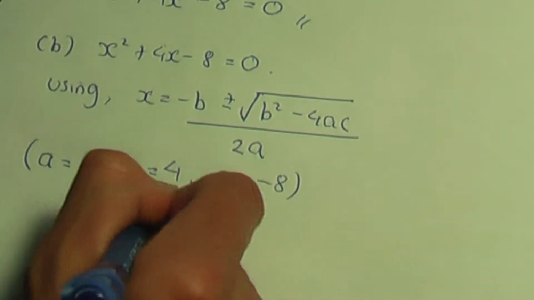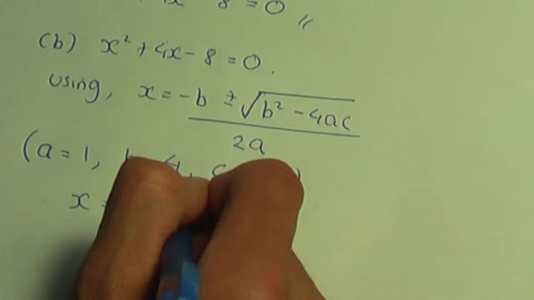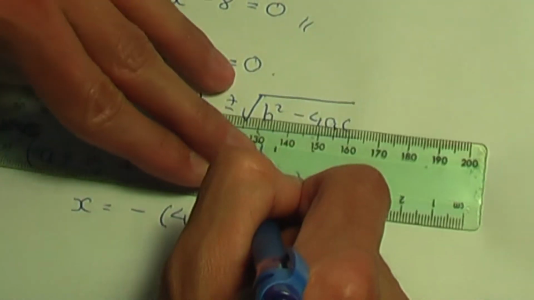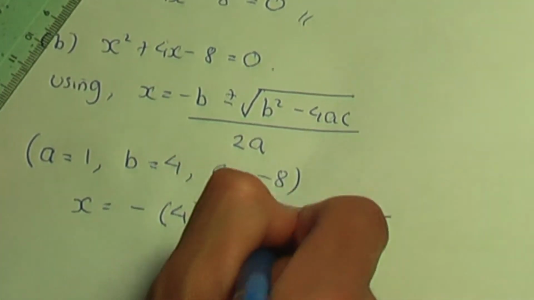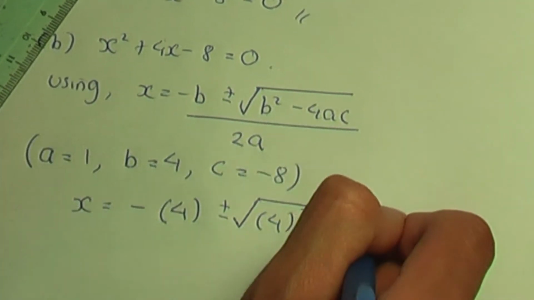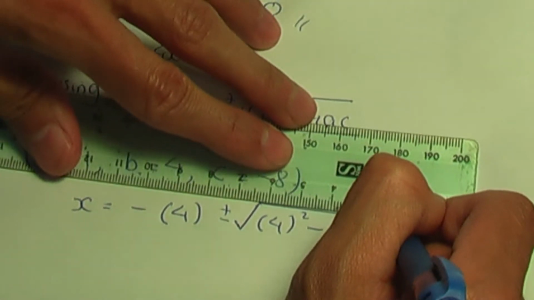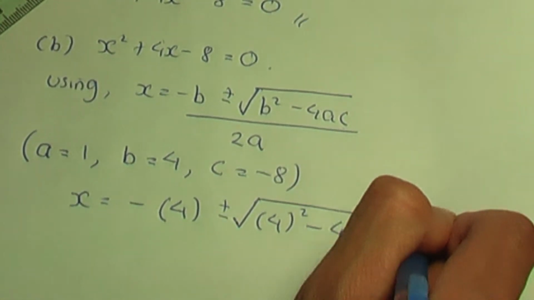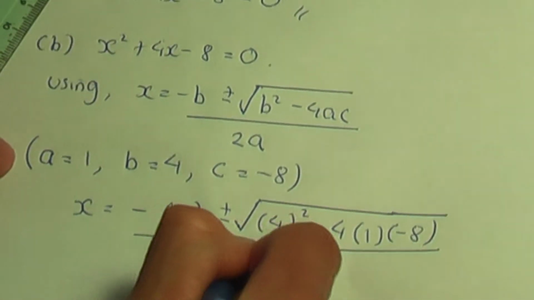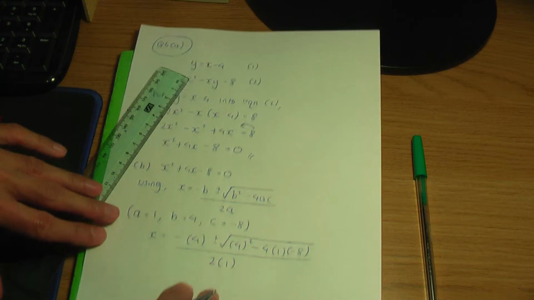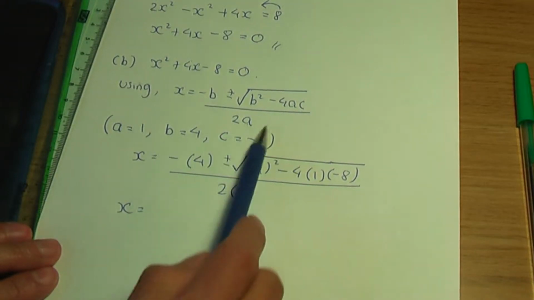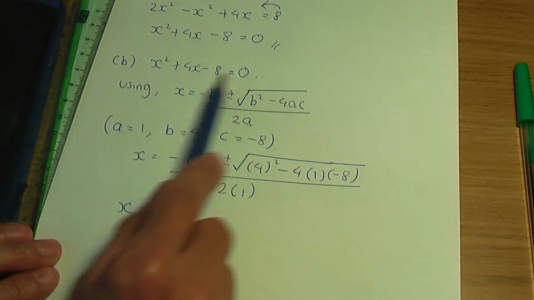So we're going to have x, which is minus b, which is 4, plus or minus the square root of b squared, b is 4, so 4 squared, minus the 4, a replaced by 1, c replaced by minus 8, all over 2 in 2, and a replaced by 1. So this is what we'll get as a result of plugging in a, b and c into the formula.